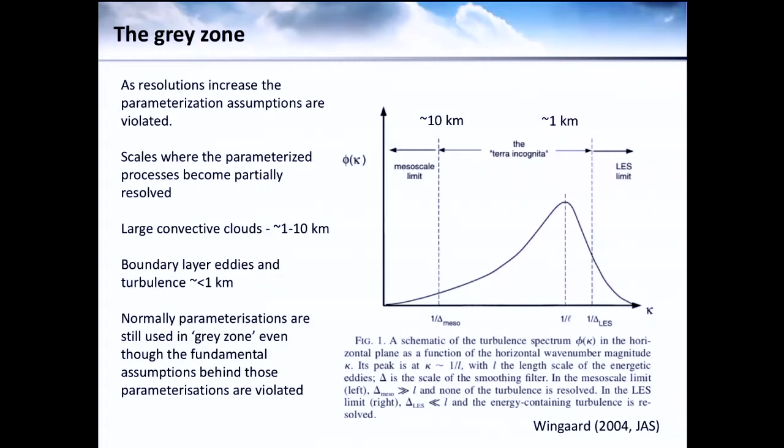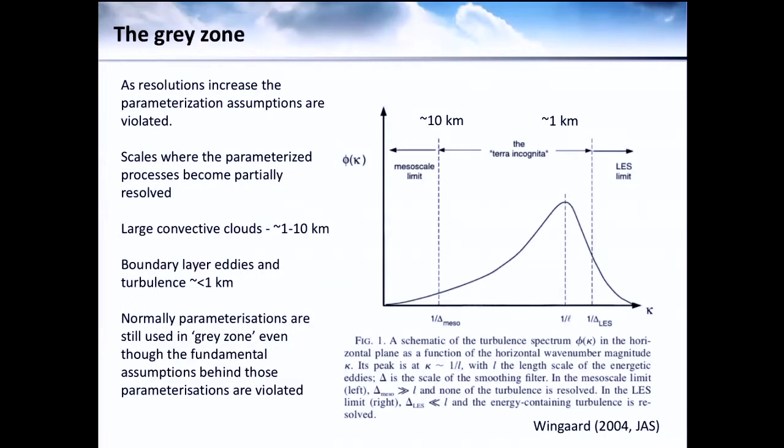But our eddies in the boundary layer are 1 kilometre, 500 metre, 200 metre scale. So at 1 kilometre grid spacing, we're partially resolving those eddies in the boundary layer. So we're in a new problem area. What do we do? Do we parameterize the eddies or do we not parameterize the eddies? Do we parameterize the boundary layer or not?